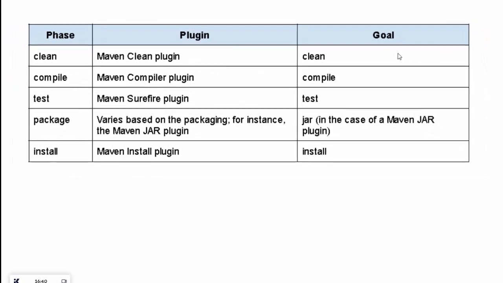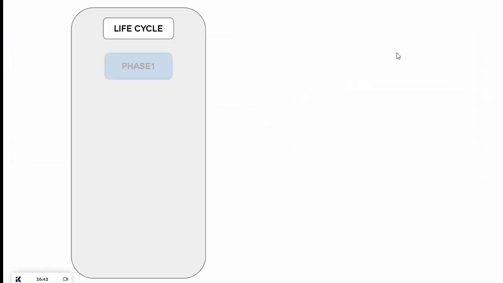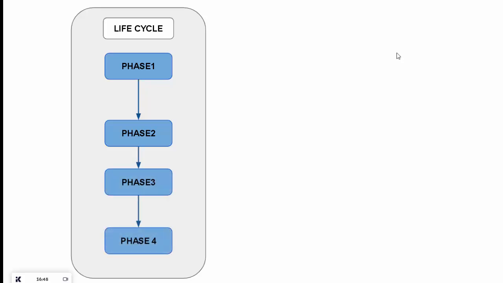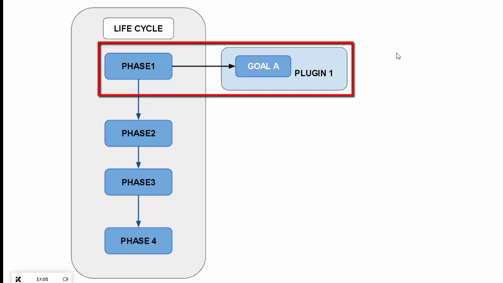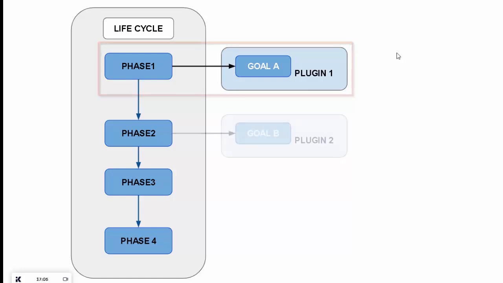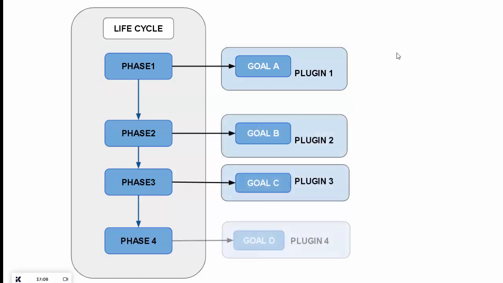So now if we go back to the conceptual diagram that we had for lifecycle, we had the lifecycle and different phases. Those phases would execute sequentially. Now I need to bring the concept of goals and plugins over here. Each phase is actually invoking one or more goals and that goal is associated with a plugin. As you can see over here, all the phases would be associated with one or more goals and these goals would be part of a plugin.